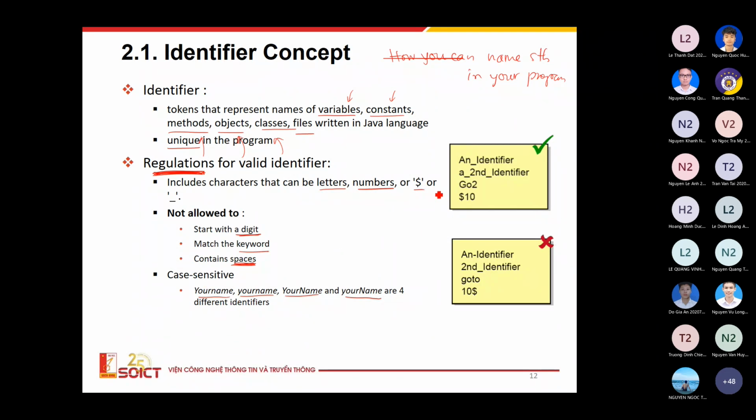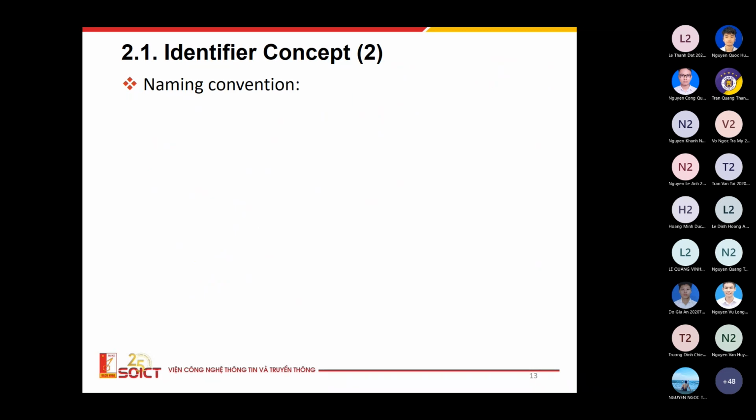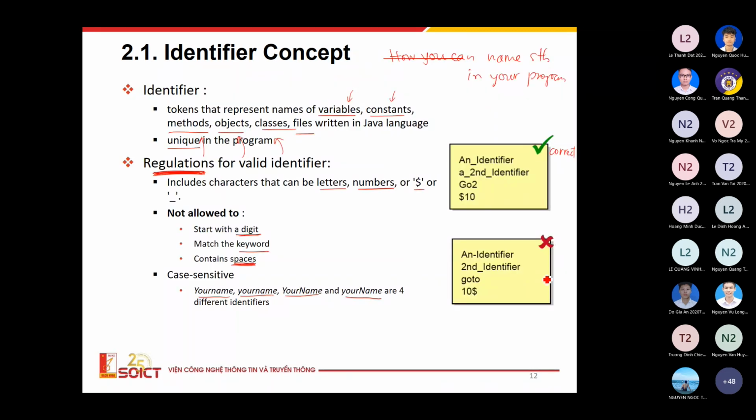So let me ask: why here do we have four correct identifiers, and here we have four invalid or wrong identifiers? Okay, this one is okay, but why? In this illustration, we have four incorrect identifiers. Who can explain to me?